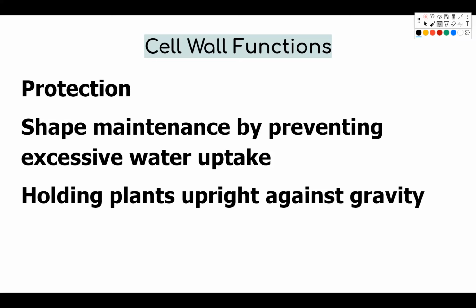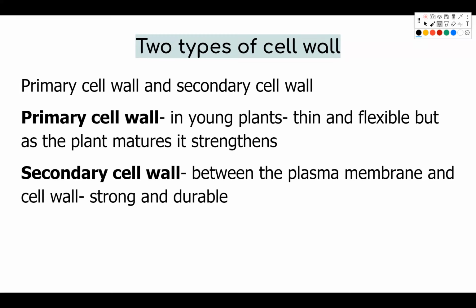All right. So there are two types of cell walls, which is a little bit different than what you may have learned in the past. There are two types of cell walls. There's a primary cell wall and there's a secondary cell wall. The primary cell wall grows and changes with our plant or organism. It starts out thin and flexible, but as the organism matures, it strengthens and hardens.